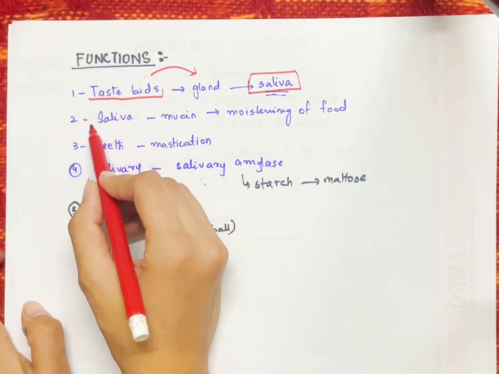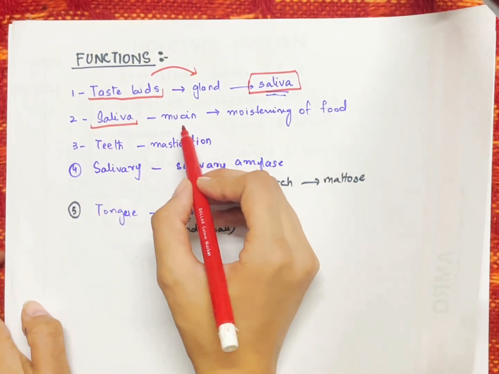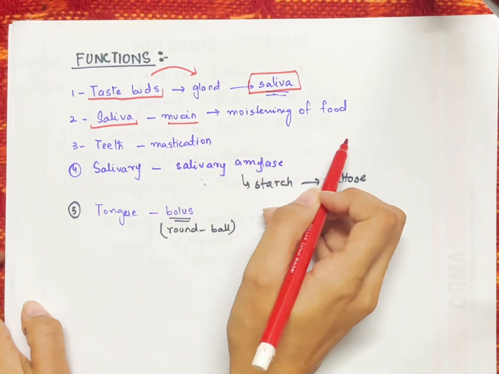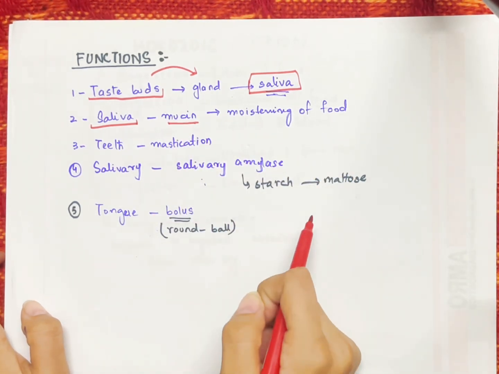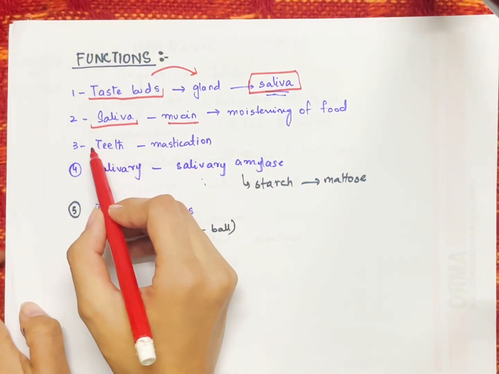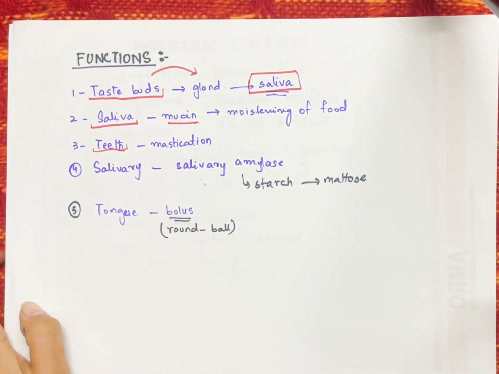Next, saliva consists of mucin, and mucin is used for moistening the food so that it can be swallowed very easily. Third are the teeth. The teeth in the buccal cavity help in mastication, that means the breakdown of the undigested material into smaller particles.